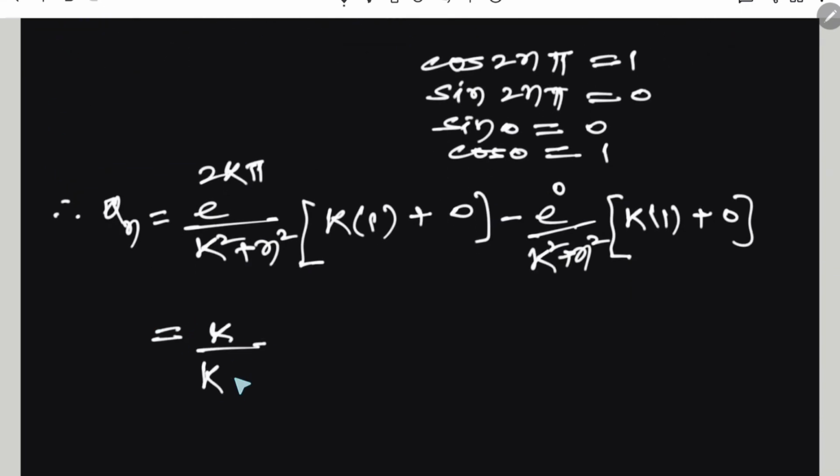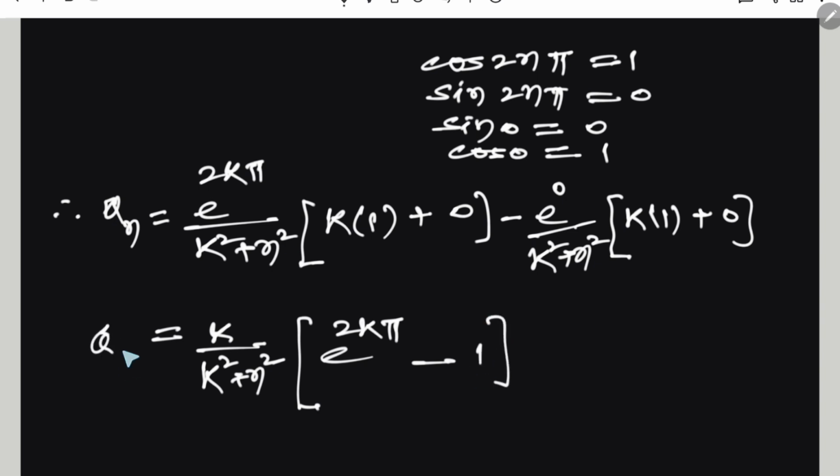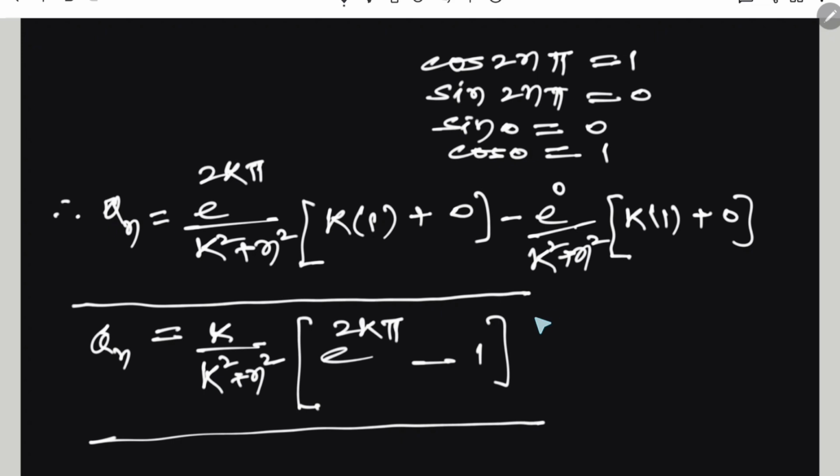And then from these two terms we can take k upon k square plus n square common. Remaining terms are e raised to 2k pi minus 1. This is the value of an. We call this equation number 3.